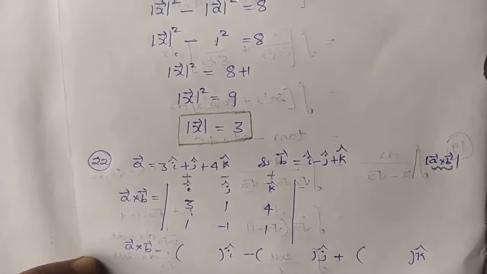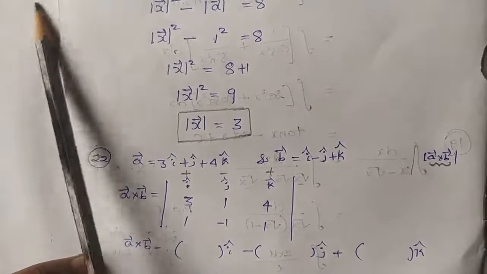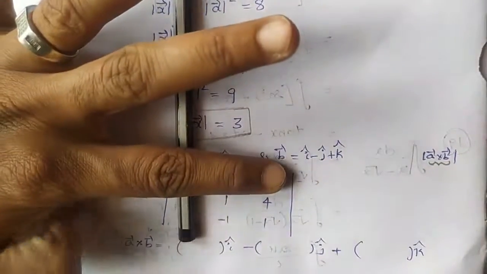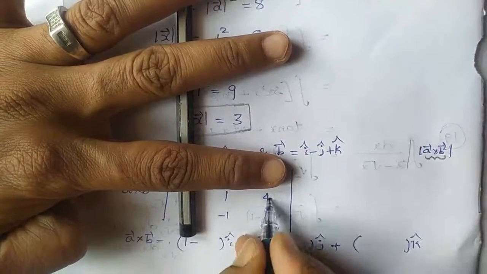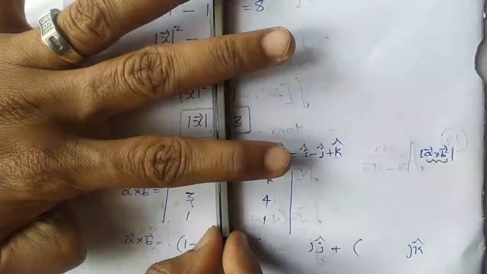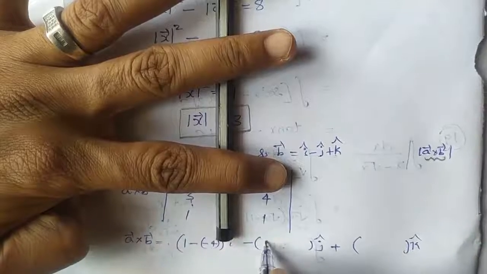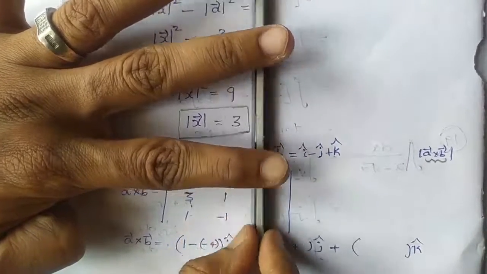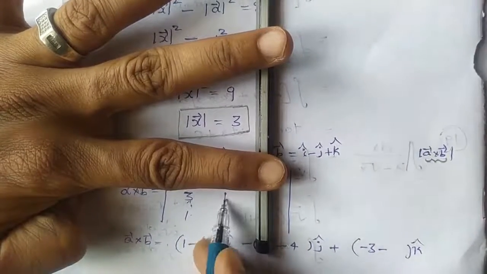Now we want the components of i. Delete the corresponding row and column. 1 into 1 is 1, minus 4 into minus 1 is minus 4. Next, we want the components of j: 3 into 1 is 3, minus 4 into 1 is 4. Next, components of k: 3 into minus 1 is minus 3, minus 1 into 1 is 1.